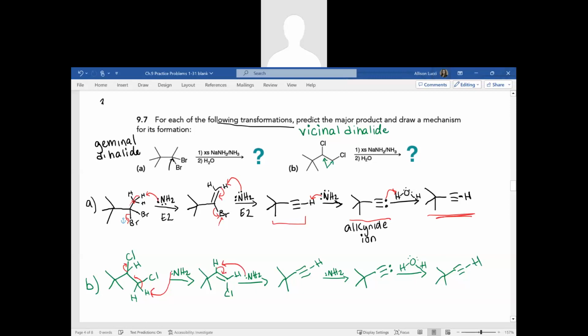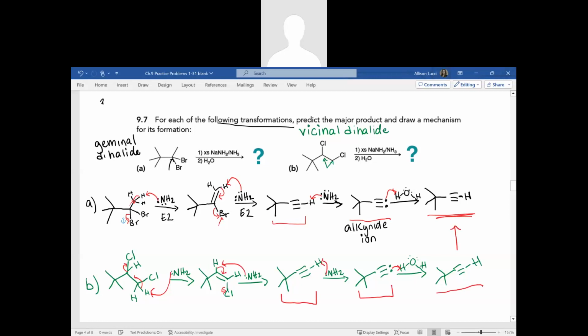That will cause these electrons to move into the bond, and then we'll have loss of leaving group with that second chlorine down there. So again, we have this stage here, which shows a terminal alkyne, but that will be deprotonated once again to form another alkanide ion. And then one last protonation gives us our final product.